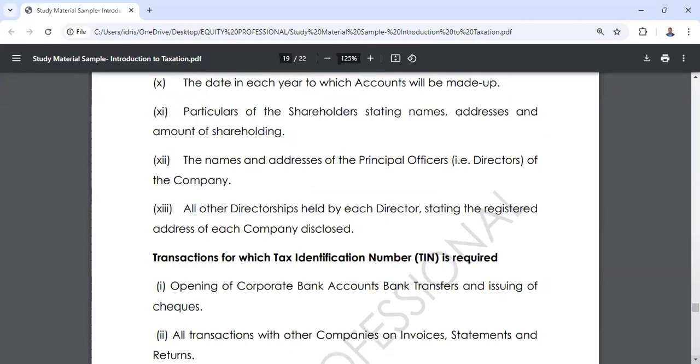What are those transactions that TIN number will be required for? What are those transactions where they will ask for your TIN number? They will ask you, show me your TIN number. Number one, opening of corporate bank account. You want to open a corporate bank account with a commercial bank. Your company wants to open a bank account. They will ask for your TIN number.